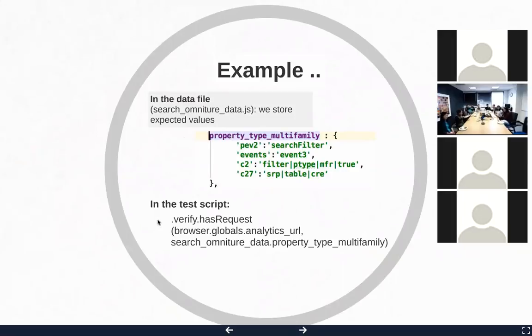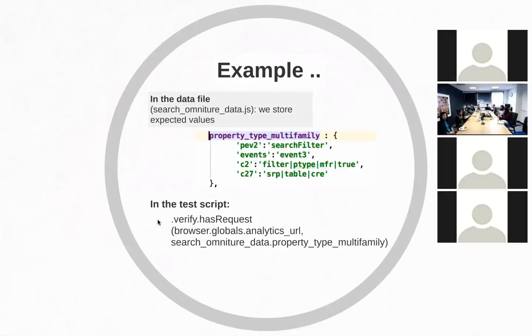So just to trace back, because many people might not be familiar with the Nightwatch framework: it is a page object model framework, and we have a data file where we put in all the expected data. Anything you hard code, such as a username or any data, even tracking, goes in the data file. Because this example is a search example, we have a search Omniture data file where we have put the parameters we want for property type multifamily. So this is our expected data, hard coded in the data file.